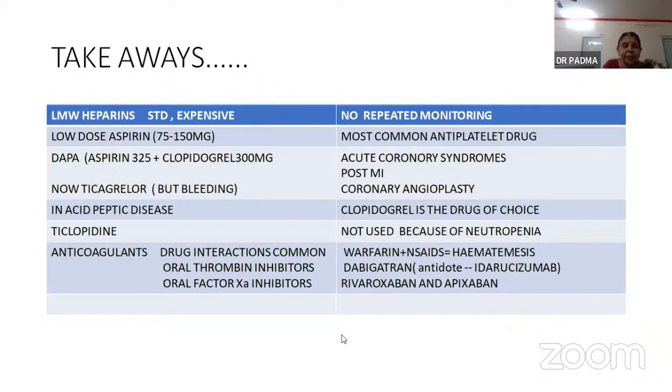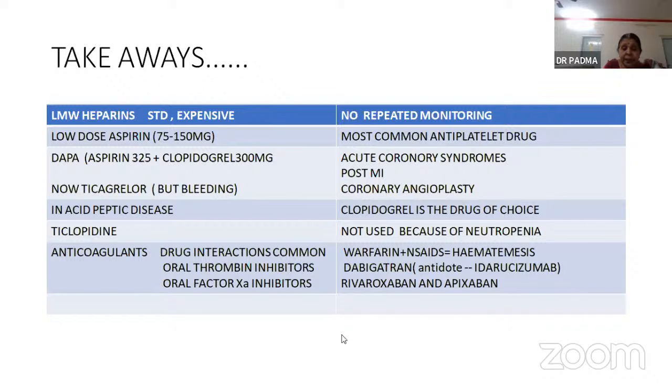Okay, now coming to the last one or two slides, takeaways. Low molecular weight heparin is the standard one we are using, but expensive, with no repeated monitoring. Low dose aspirin 75 to 150 is the most common antiplatelet drug. Dose 325 or 300 in acute coronary syndrome, post-MI, coronary angioplasty. Now ticagrelor, but you have to watch for bleeding.